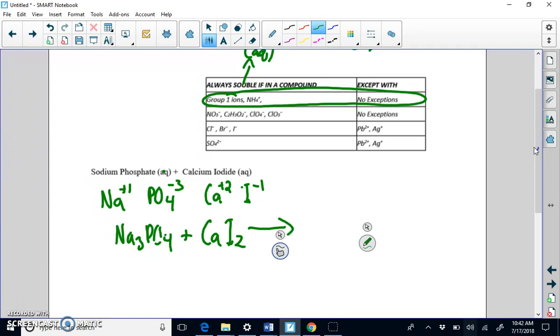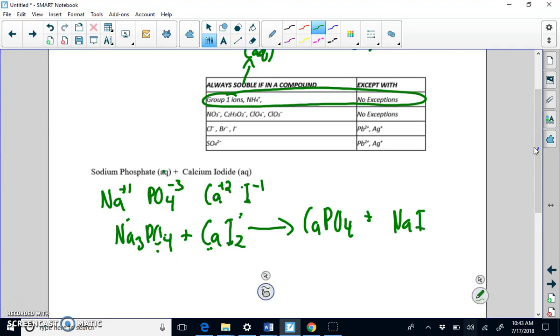Now what you're going to do is the metal here is going to go with the non-metal here, and the metal here is going to go with the non-metal here. We're not going to write any of the little numbers unless they're part of the polyatomic. So Ca is going to be with PO4, and it doesn't matter which order you write them. Na is going to be with I. Okay, so now we wrote the new pairs.